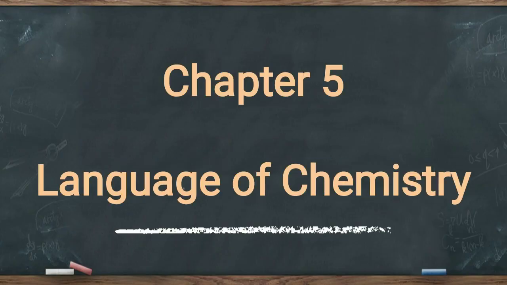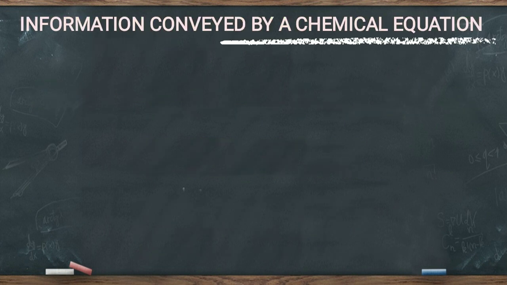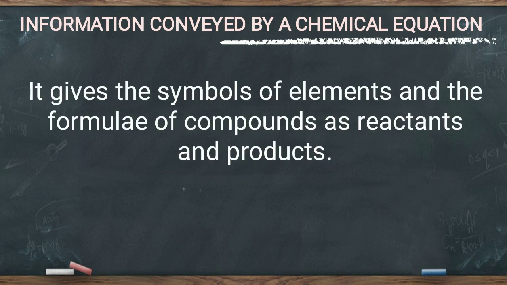So continuing chapter Language of Chemistry, today we are going to study about the significance of a chemical equation, or information gathered from a chemical equation. A chemical equation conveys qualitative as well as quantitative information about the reaction. First of all, it gives the symbols of elements and formulae of compounds as reactants and products.